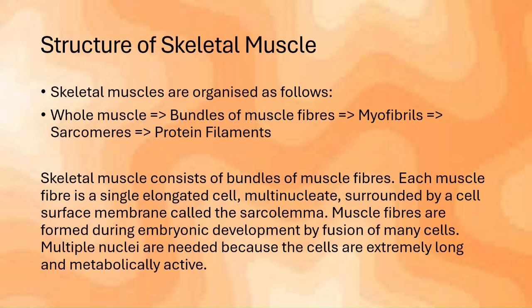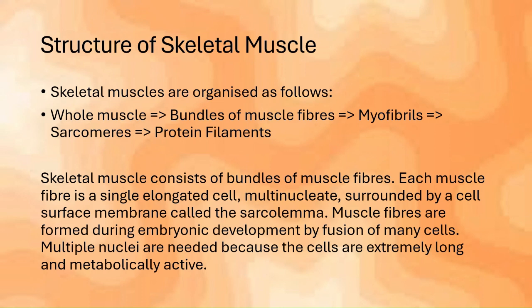So first, we'll start off by looking at the structure of skeletal muscles. So skeletal muscles are organized as follows. We start off with the whole muscle, which then further divides into bundles of muscle fibers, and then further divides into myofibrils, then into sarcomeres and protein filaments. And I would recommend you draw this out as a flow chart to help you visualize this. That's a really good tip, because it's going to help you understand the different things we'll look into in a minute, like the sliding filament theory and how the muscle contracts and relaxes. It'll help you visualize how the whole thing works.